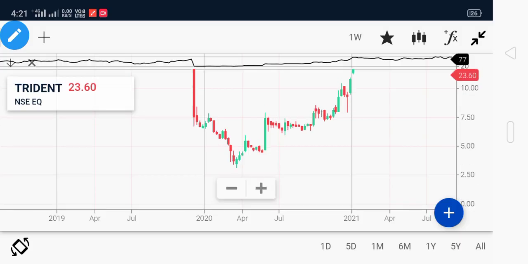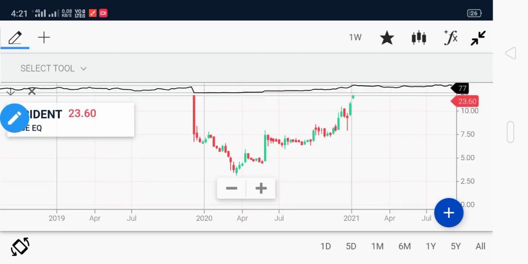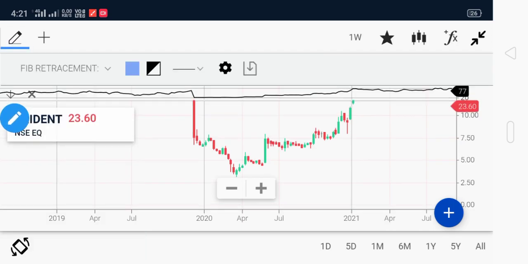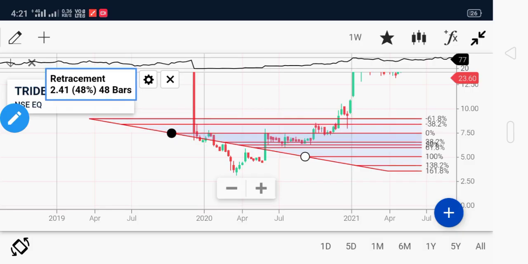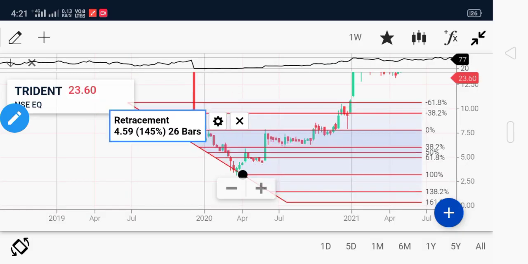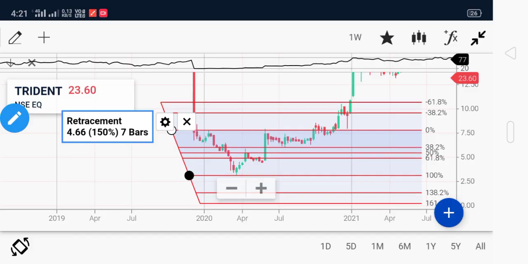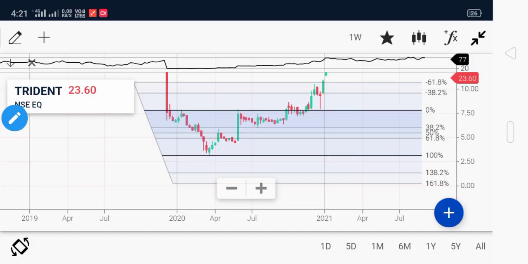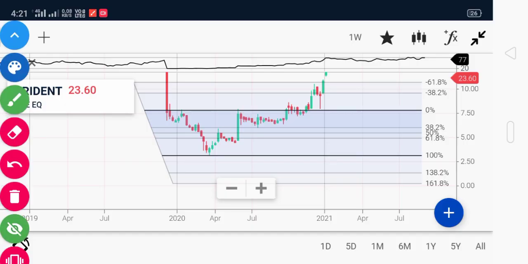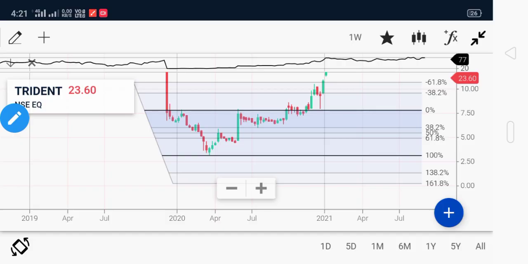Now what is the fourth thing? The fourth thing is Fibonacci. Let's bring Fibonacci. I will place the 0% on the top of the half moon and 100% on the bottom. Now you will be able to see it. See this. From this place the half moon started. I kept the 0% there. At this place the half moon ended. I kept the 100% here.